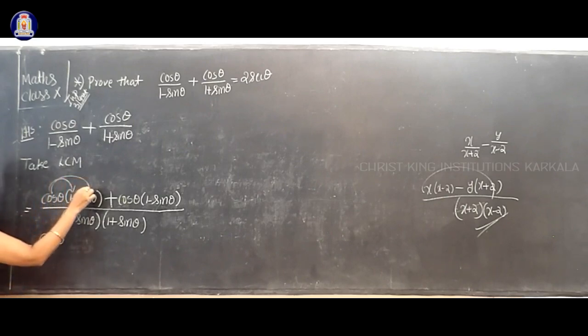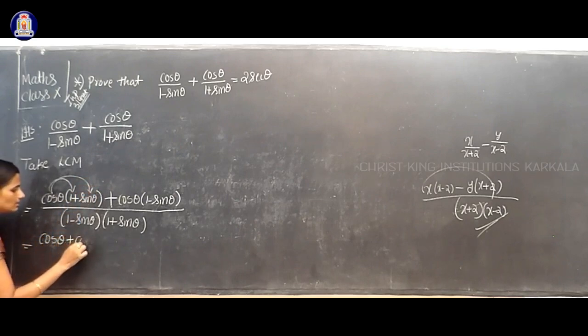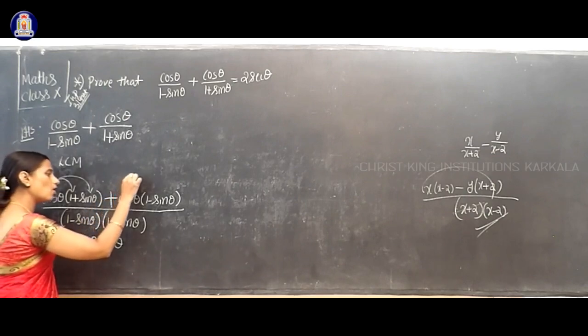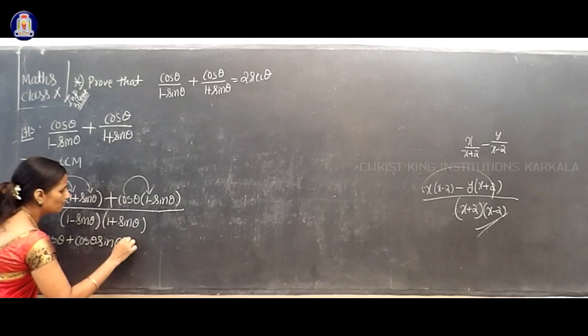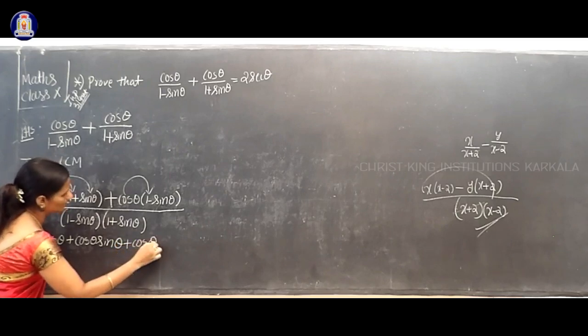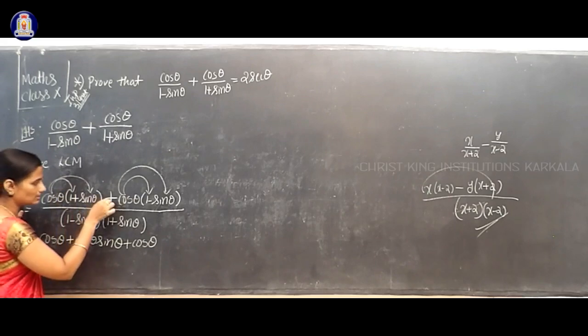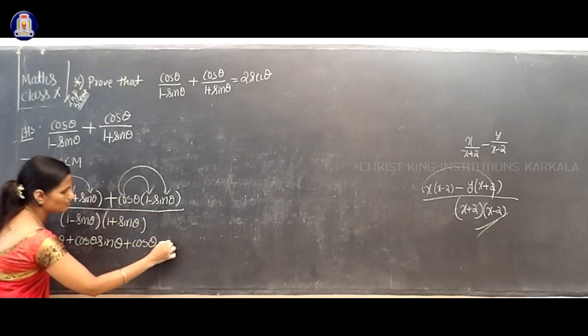Cos theta into plus sin theta is plus cos theta into sin theta, right? x into y is x into y, so plus into plus, the sign is plus. Now next multiply this one. Plus cos theta into 1 is plus cos theta, plus cos theta into minus sin theta. So what is the sign here? Plus into minus is minus.